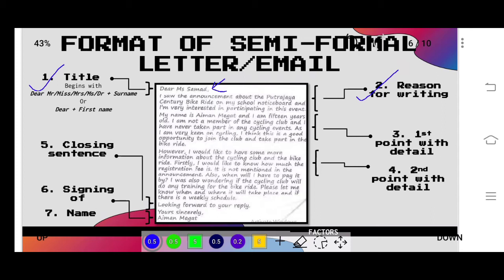Alright. So that is the second one. So you write the reason or purpose for you writing the letter. Okay, we move on to the next one.